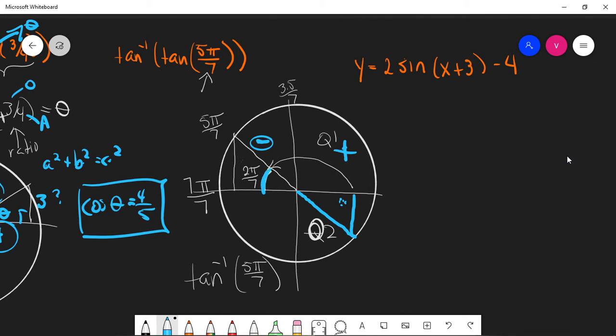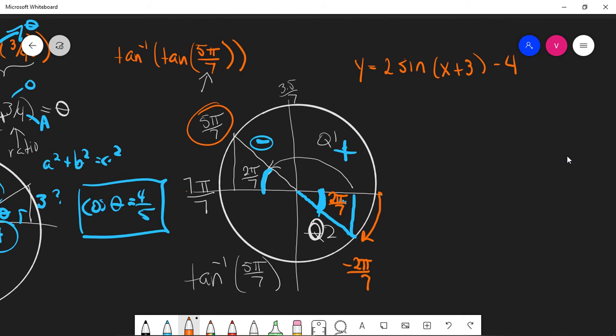If this is 2π/7, guess what this is going to be right here? 2π/7, but you're going from 0 backwards, so that's negative 2π/7. So let me say that again. 5π/7, you stuck in the second quadrant, because 7π/7 is a whole one, and 5π/7 is between half and a whole.